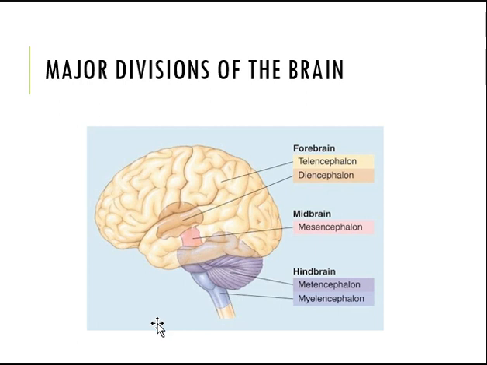So now we're going to talk a little bit more about the major divisions of the brain. We have three main divisions: the forebrain, midbrain, and hindbrain. But then we break them down further into the telencephalon, diencephalon, mesencephalon, metencephalon, and the myelencephalon. It will definitely be important to memorize these classifications, so where is the telencephalon, myelencephalon, and what structures are within these classifications.